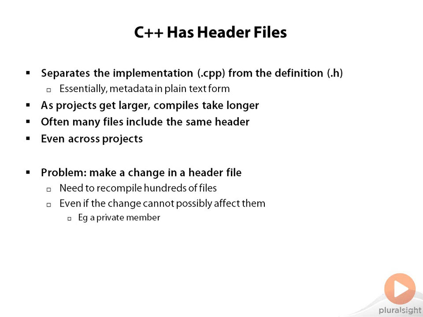Say the header has got 6 classes in it. Some of the files that include it use all 6, but most of them just use one of the 6. And all I changed in the header file was just one of the classes, while everybody has to recompile. It's possible in theory that some compilers would be smart enough to say, wow, I see you're including this file, but you only use class A and class A didn't change, but we can't count on that.